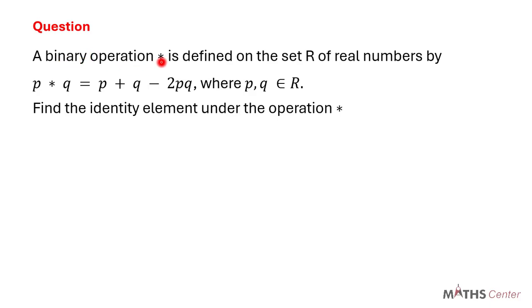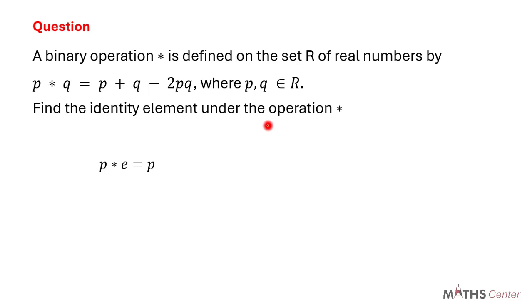A binary operation star is defined on the set R of real numbers by P star Q is equal to P plus Q minus 2PQ, where P and Q belong to R. Find the identity element under the operation star.